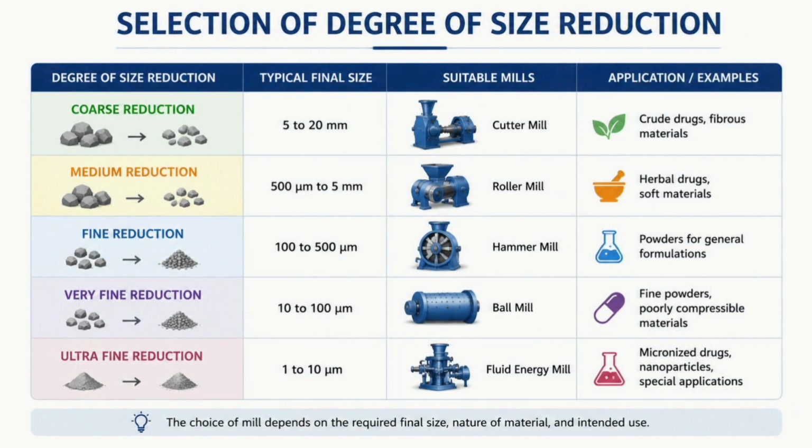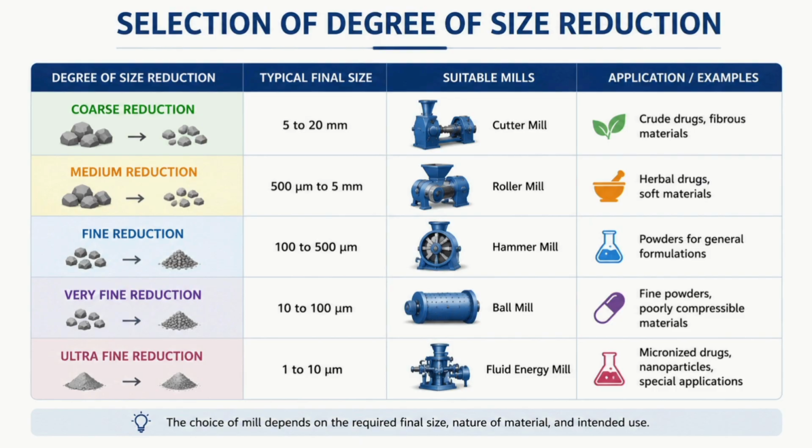Selection of degree of size reduction. The image explains how different levels of size reduction are selected in the pharmaceutical industries based on the required final particle size, the type of mill and the pharmaceutical applications. It shows 5 stages of particle size reduction, from coarse particles to ultra fine particles. Each stage requires suitable grinding equipment depending on the desired final size and use of the product.